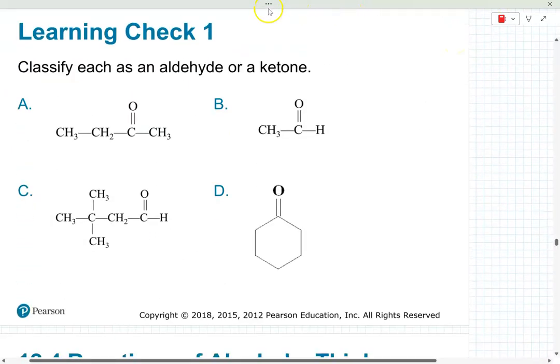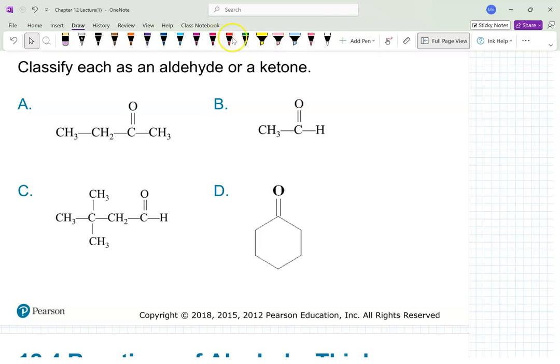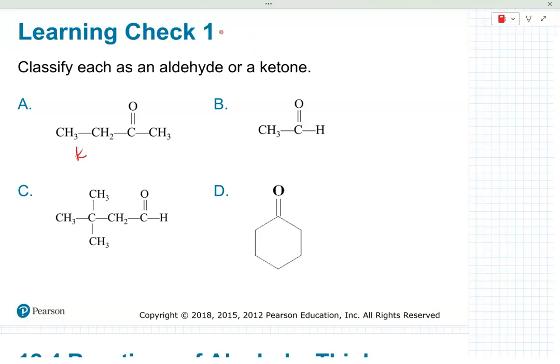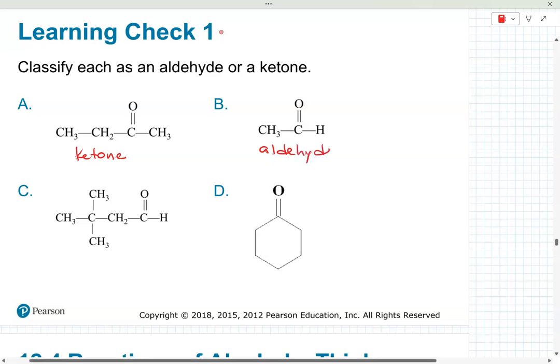So now let's classify these molecules as an aldehyde or a ketone. A: ketone, because the carbonyl group is not at the end. B: aldehyde. C: aldehyde.